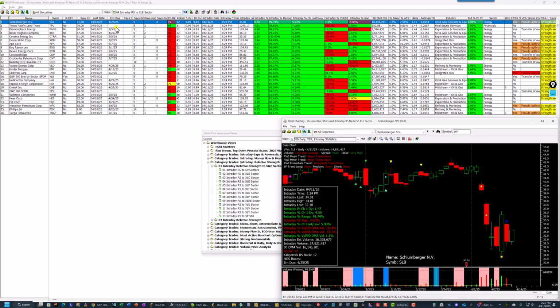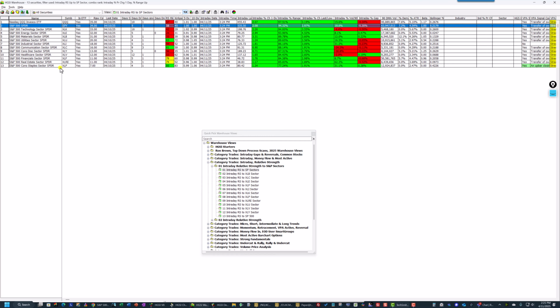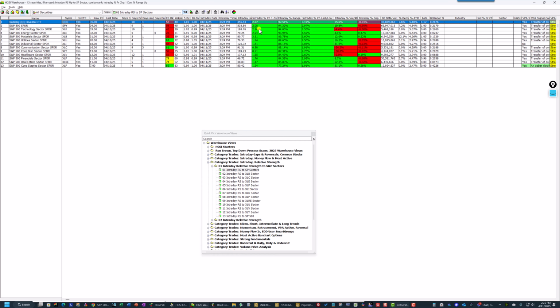My thinking and my point of doing all of this is to quickly see where the money is flowing, first of all by looking at the RS to S&P sectors, which also includes the QQQ. Now look, since I began, the QQQ is now outperforming the SPY and all of these other sectors. It's up 2.7% for the day, trading near the high of the day. So money is flowing back into tech stocks.